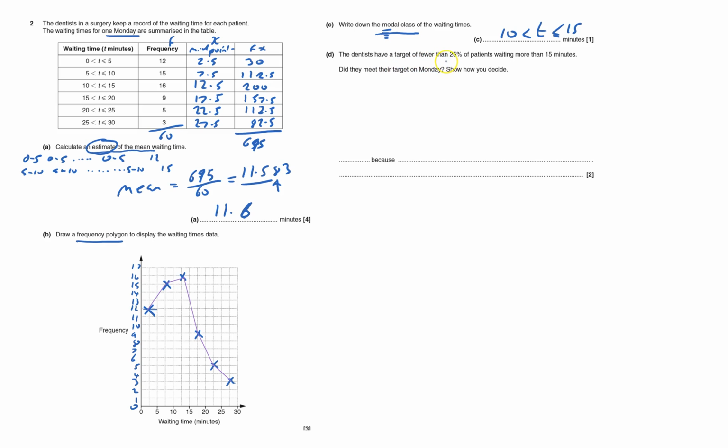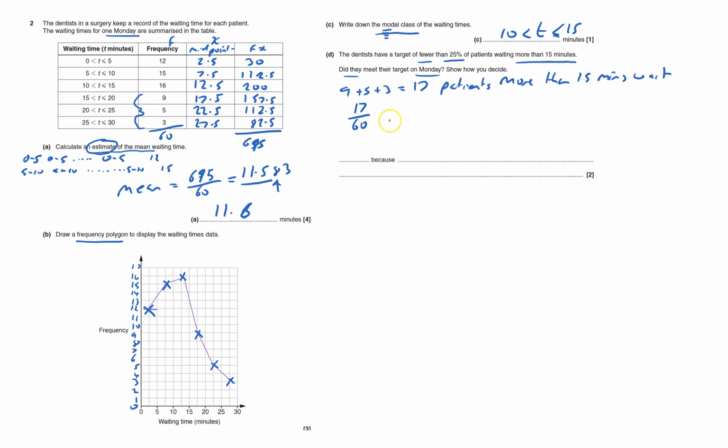Right, so dentists have a target of fewer than 25% of patients waiting more than 15 minutes. Did they meet their targets? And yes or no, and I'll show how I decide. So more than 15 minutes, that could be these ones here: 9, 5 and 3. So 9 plus 5 plus 3, which equals 17 patients more than 15 mins wait. And that's 17 out of 60.